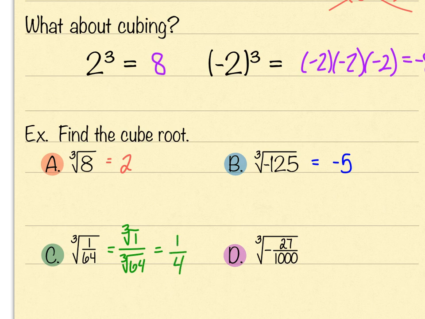And then for example D, same thing, except this time we have a negative, so it will be a negative, because again, you can take the cube root of a negative number. It will just be negative. And the cube root of 27 is 3. And the cube root of 1,000 is 10, because 10 times 10 times 10 gives you 1,000, so negative 3/10.